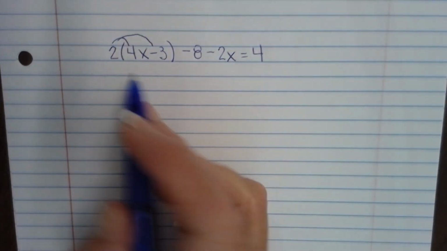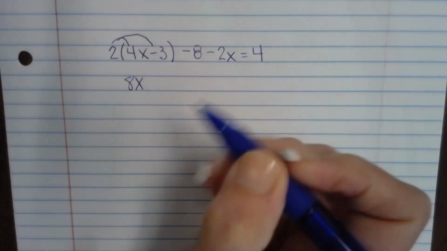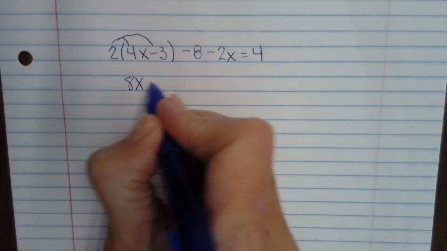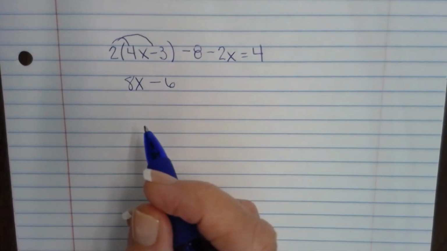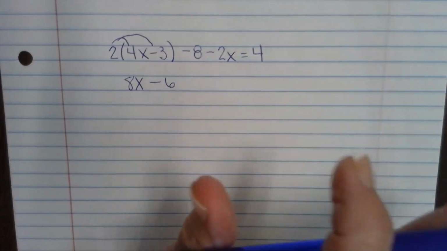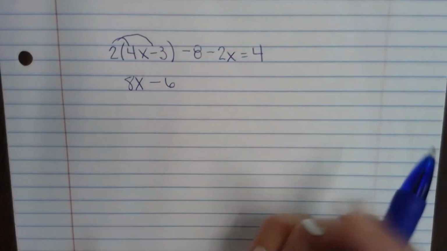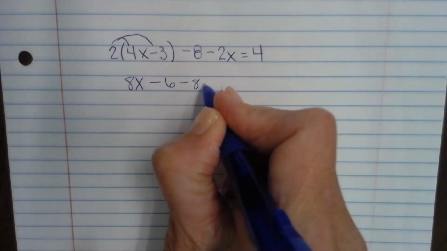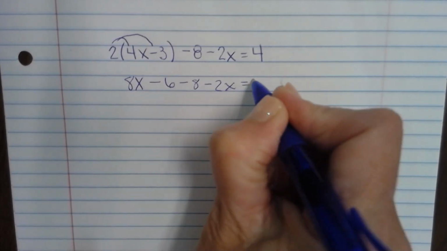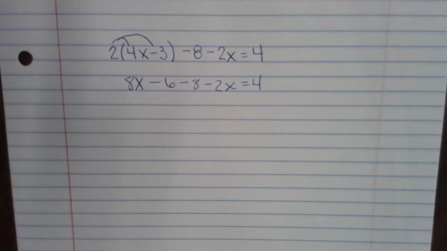So when we distribute, 2 times 4x is 8x. 2 times negative 3 is negative 6, so I wrote minus 6. And now I'm not going to try to do anything else on that line. I'm going to bring everything else down. Minus 8 minus 2x equals 4. So double check that you did your first line right. Okay. Now we're going to combine like terms on the left-hand side.